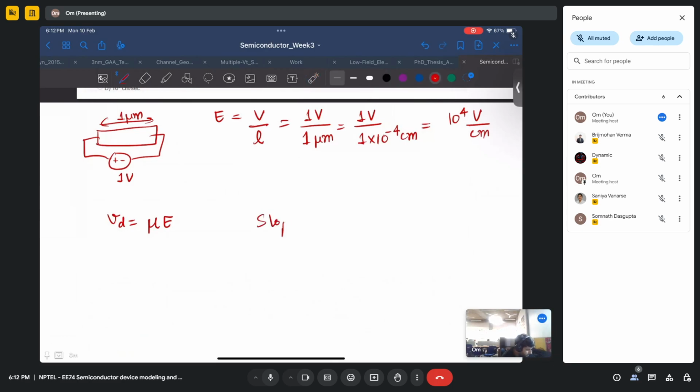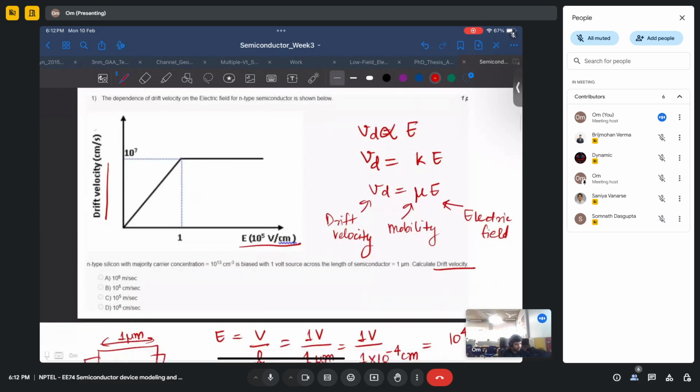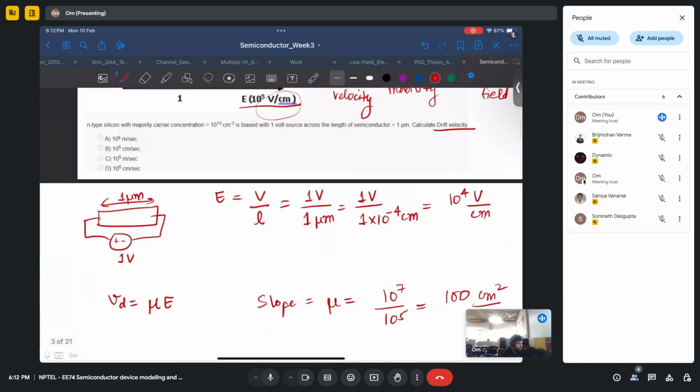Slope mu is 10 to the power 7 upon 10 to the power 5, which equals 100 centimeter square per volt second. These are the units. Matching the units: it is centimeter per second upon volt per centimeter, so it will be centimeter square per volt second.